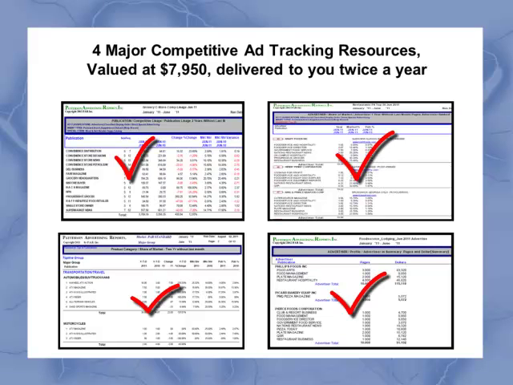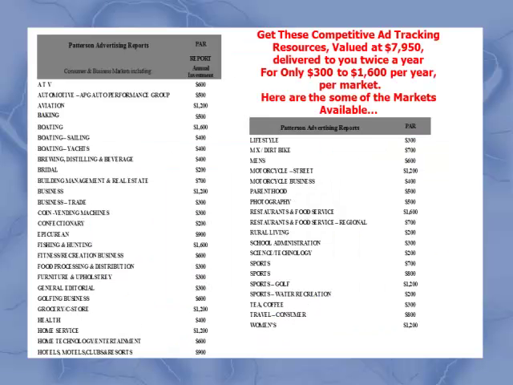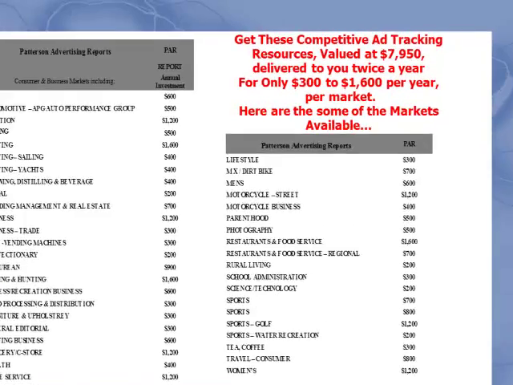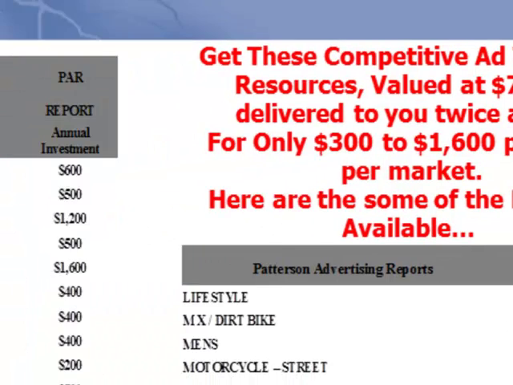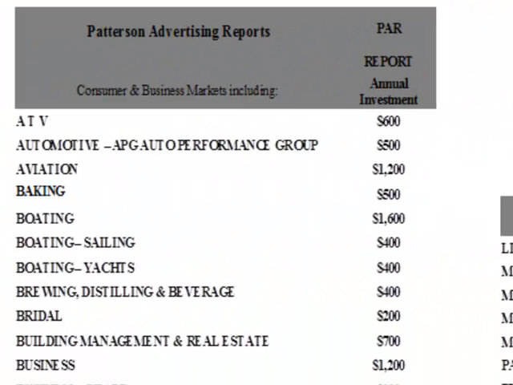You get 4 competitive ad tracking resources valued at over $7,950 delivered to you twice a year. But you can get these competitive ad tracking resources valued at $7,950 delivered to you twice a year for only $300 to $1,600 per year per market. Here are some of the markets available.